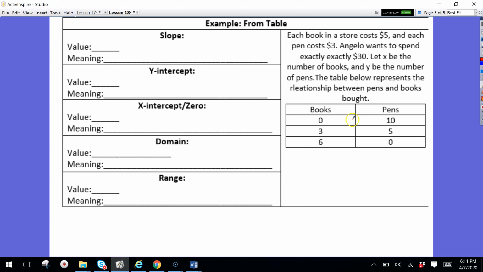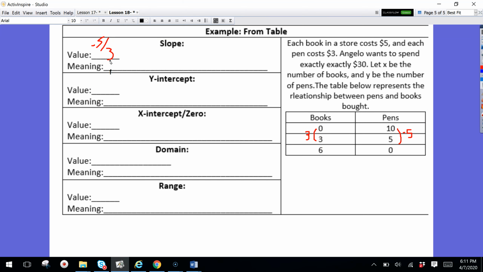Okay, so the first thing that we would do is find the slope here. So how do we find the slope from a table? Well, we figure out what's the change in the y's, which is in this case 5. It goes down 5 over the change in the books, which is 3. So my slope is negative 5 over 3. And just like the last time, it's saying that for every 5 pens you don't buy, you can buy 3 books. So let's go ahead and type in.